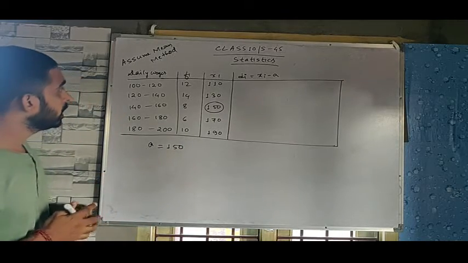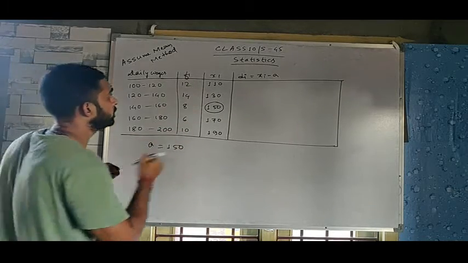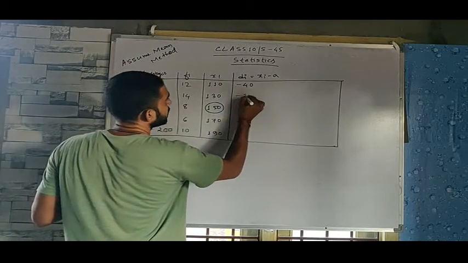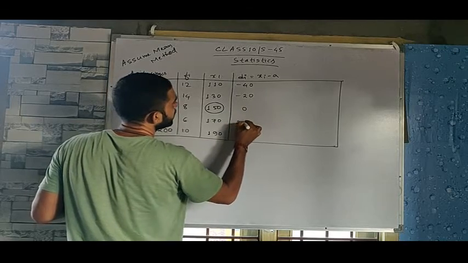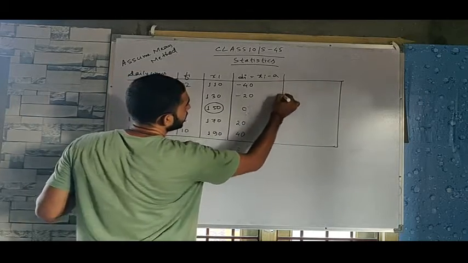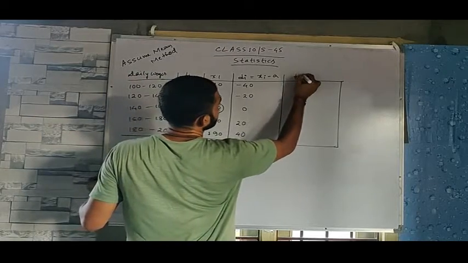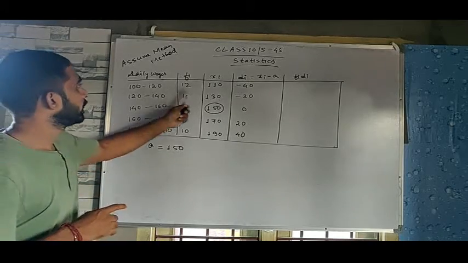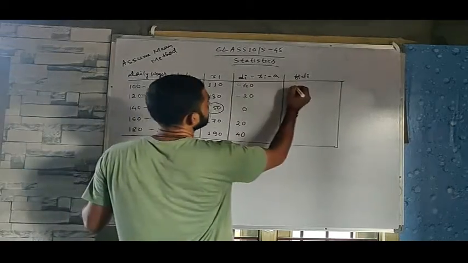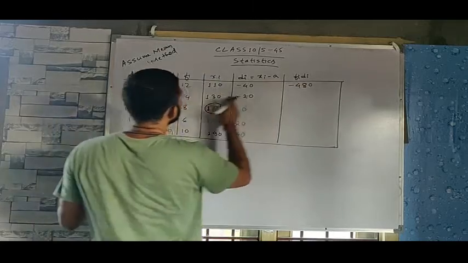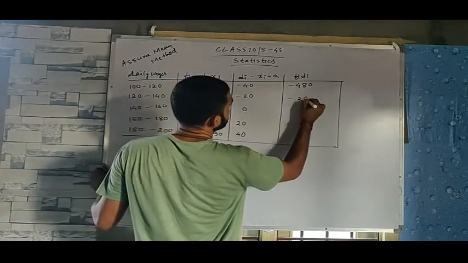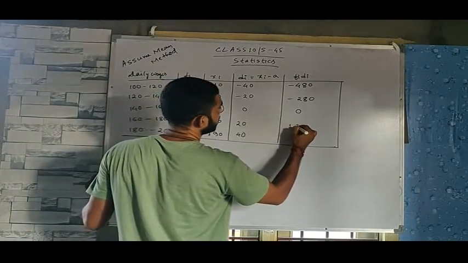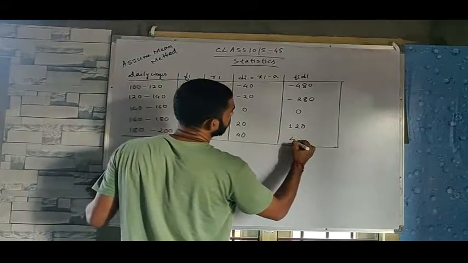Got it? Now xi minus A: 110 minus 150 equals minus 40, 130 minus 150 is minus 20, then 0, 20, then 40. Next is fi di, their products: minus 480, minus 280, 0, 120, and 400.